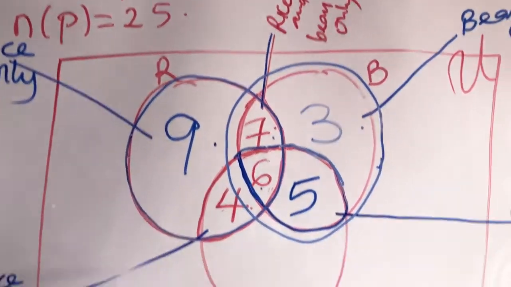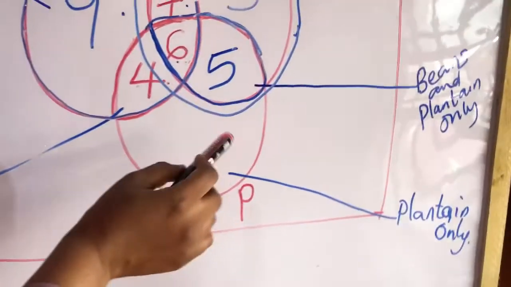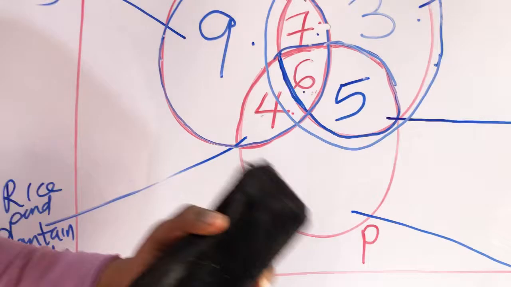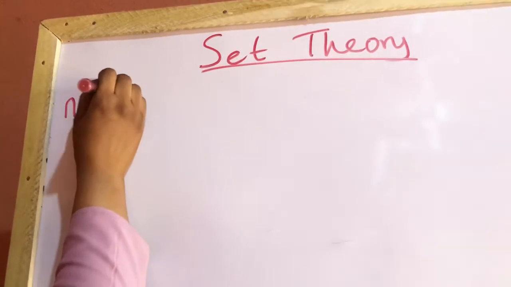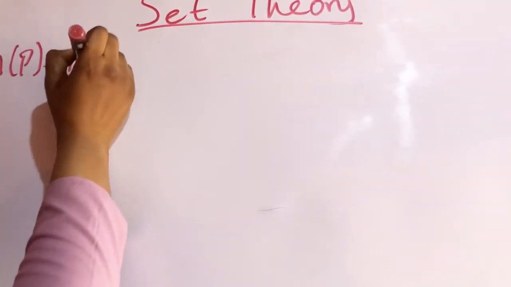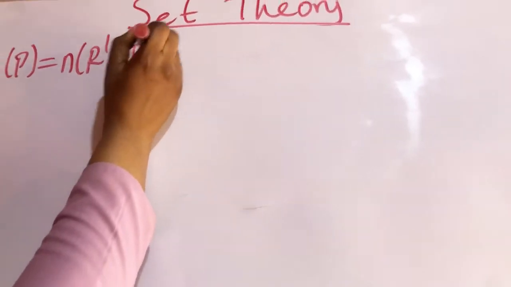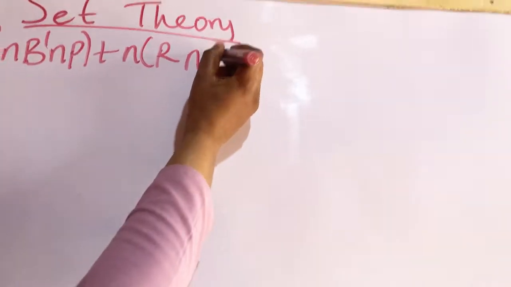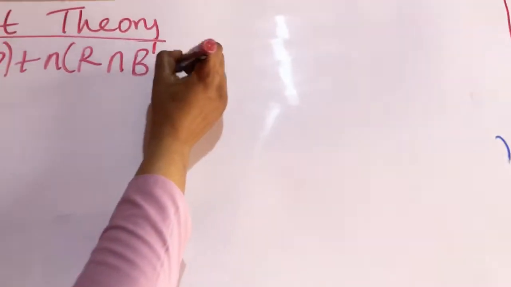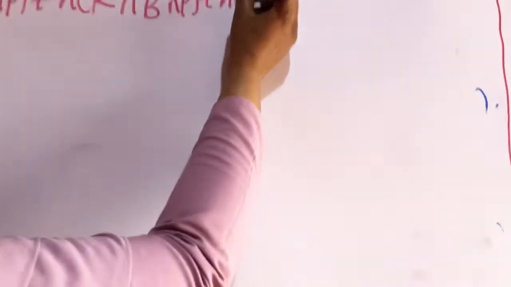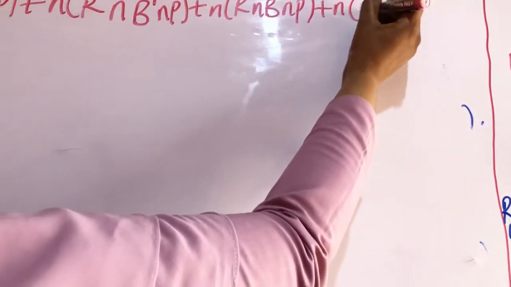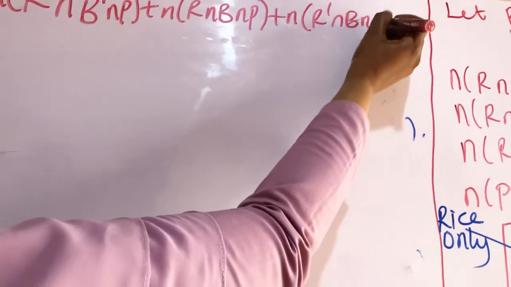So let's find those that like plantain only. The cardinality of those that like plantain only, that is what we want to find. Now, the cardinality of P consists of the cardinality of R prime intersect B prime intersect P, plus the cardinality of R intersect B prime intersect P, plus the cardinality of R intersect B intersect P, plus the cardinality of R prime intersect B intersect P.